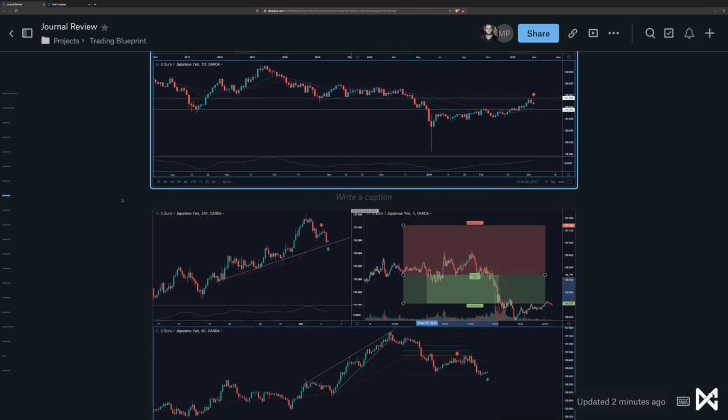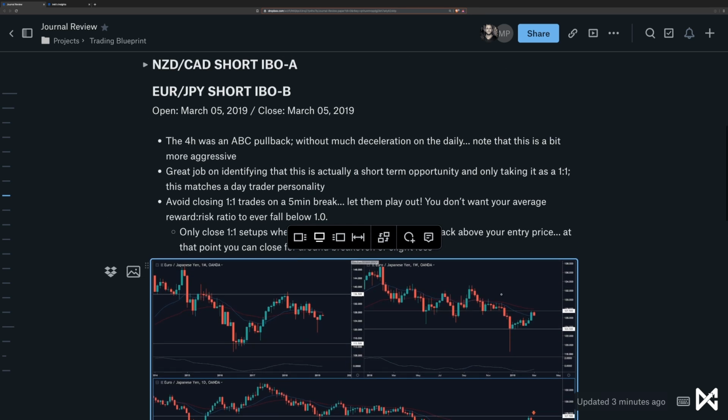So for an aggressive day trader, there is an IBO on a lower time frame, and there is a daily resistance level with a daily bearish engulfing, right? So that fits the strategy. We have daily resistance, daily bearish engulfing, 4-hour lower high, 1-hour IBO, right? So it fits. But obviously the higher time frame could be a little bit better.